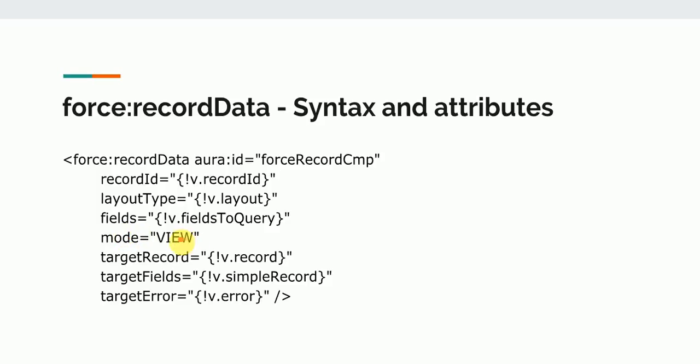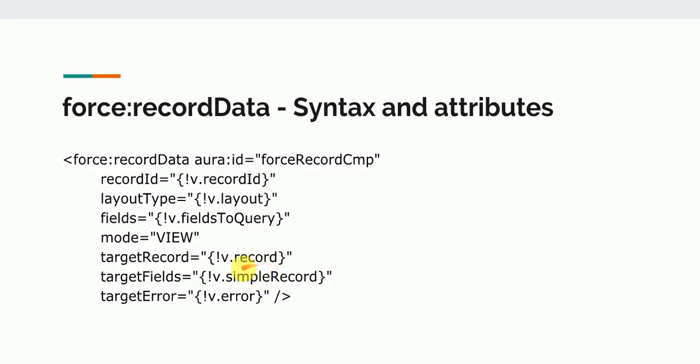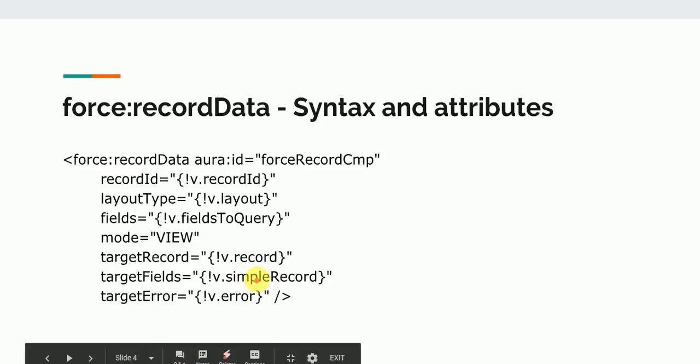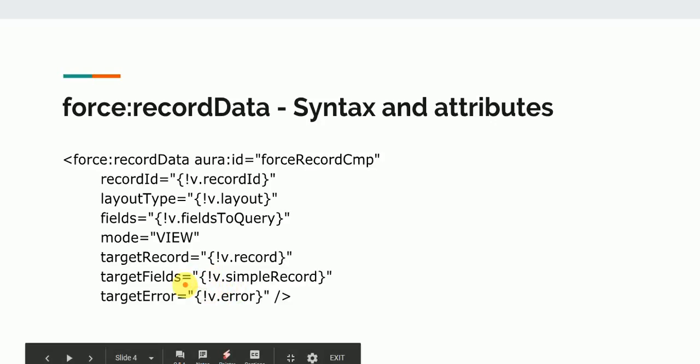Mode can be either view or edit. View is for fetching the records, edit is for creating or updating the record. Then the target record is the complete template of the record that we are going to create or retrieve. The target fields is also an object type attribute that provides a simplified view of the record that has been loaded for the target record. Then the target error: if there is any error, this attribute comes into the picture and we can display the error.